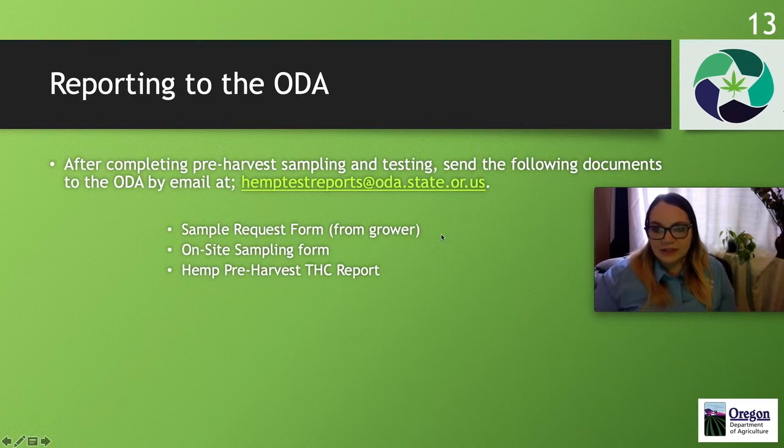So after all of this is completed, you've gone out and sampled, you took the sample back to the lab, you're going to be submitting all 3 of these forms that I just talked about to the ODA by email. The email you're going to send that to is hemptestreports@oda.state.or.us. So you're going to be sending the sample request form from the grower, the on-site sampling form that you filled out, as well as the Hemp PreHarvest THC Report.